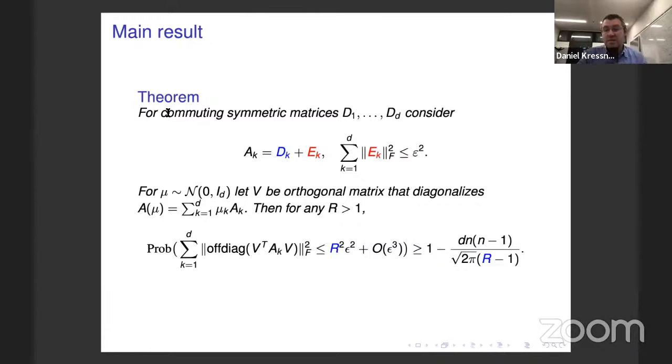I think it's a very good question. You would need to prove the opposite result, that the probability that you are bounded by epsilon squared, if R equals 1 for example, is going to be very small. We haven't looked at it. I'm not aware that such a result exists. But it's a good point. I was just wondering if dn squared is the right scaling for R even. Yeah, I suspect not. Okay.